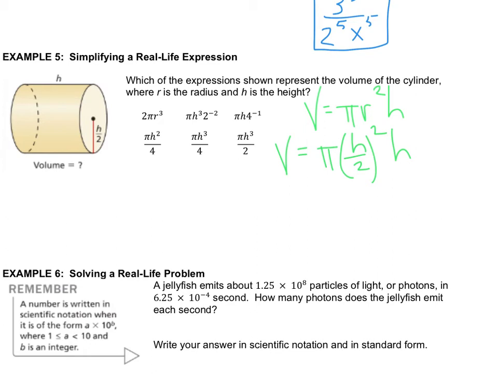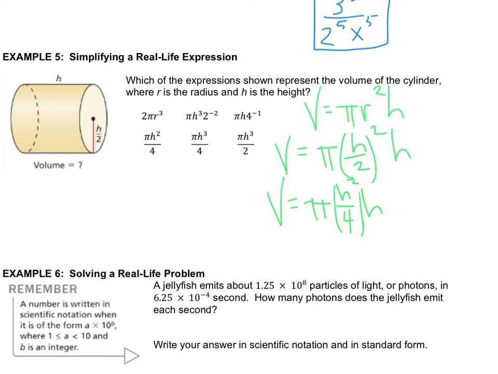So let's think about this. Exponents, if I think about GEMDAS, would be the first thing we've got to take care of because there's really no grouping symbols. So pi will stay, the h will stay, the h over 2 squared is the power of a quotient rule, so h squared over 2 squared, which is really over 4.